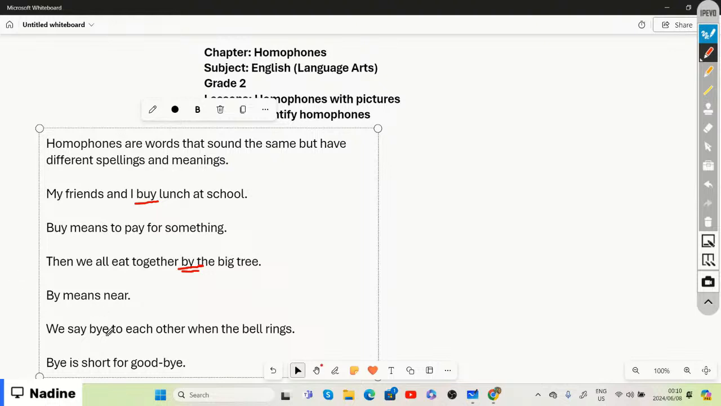All right. And here we have bye, which is B-Y-E, right? This word bye is like a greeting. It's like saying goodbye, but it's just short for goodbye. And if we look at these three words, buy, by, and bye, these words we call homophones. And if we look at those words, the spellings are different.